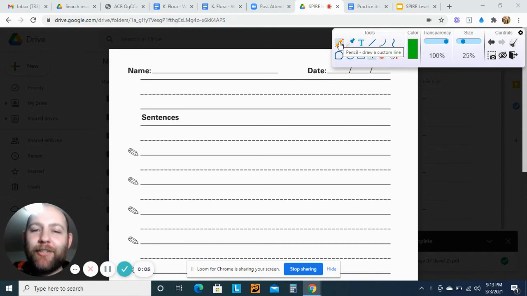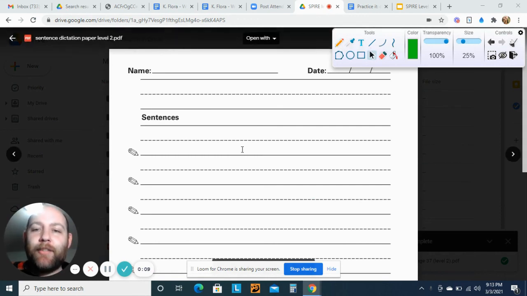For step 10, you'll need your sentence and sentence dictation paper. It looks like this right here, as well as a pencil. Okay? Alright, so for this part, I want you to listen very carefully and watch very carefully as I write dashes on my paper here for each word in a sentence. Okay? Alright, so here is the sentence.